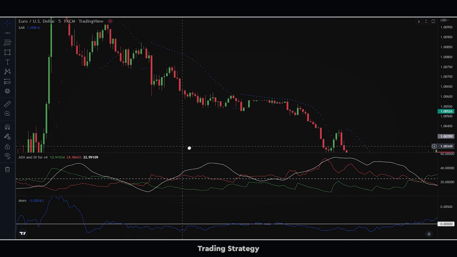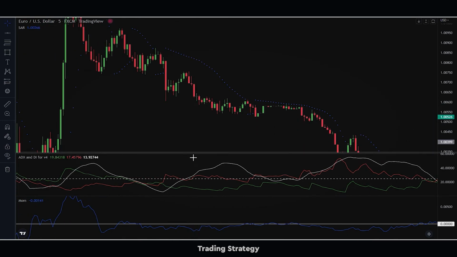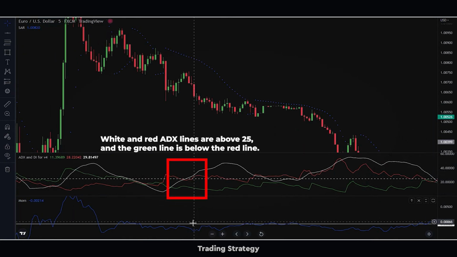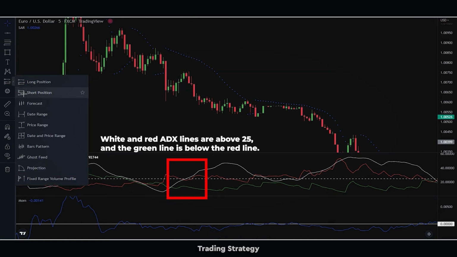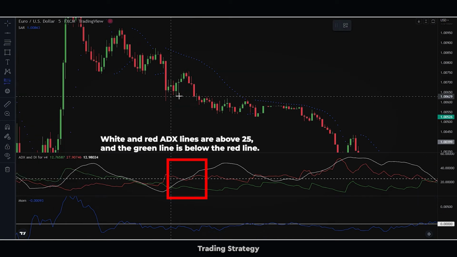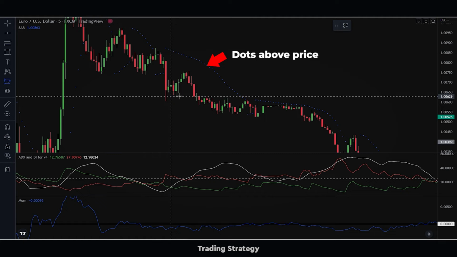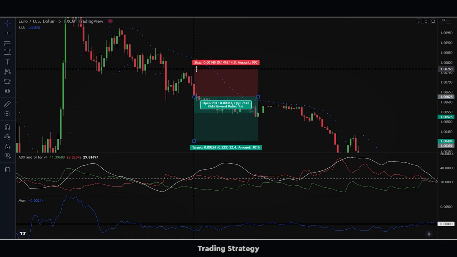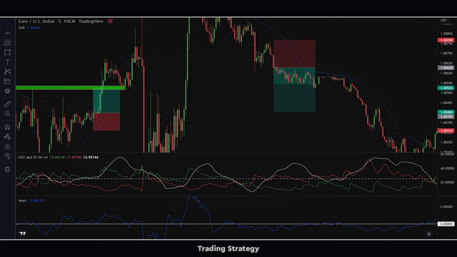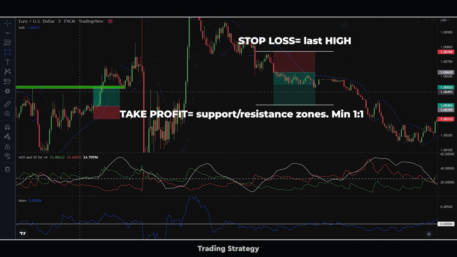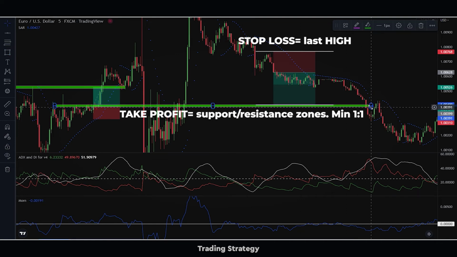In the case of wanting to carry out a sell operation, we will wait for the white and red ADX line to be above 25 and the green line to be below the red one. In addition, the momentum indicator must be below 0, and the Parabolic SAR must show points above the price. If all this is fulfilled, we will carry out the sale operation. We will place our stop loss at the last high and our take profit at the support and resistance zones with a minimum risk-benefit ratio of 1:1.